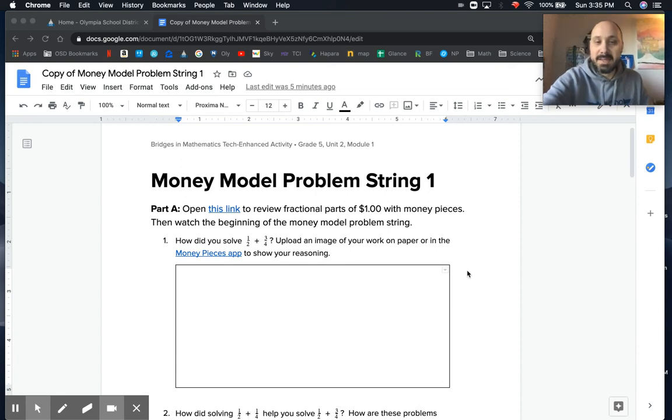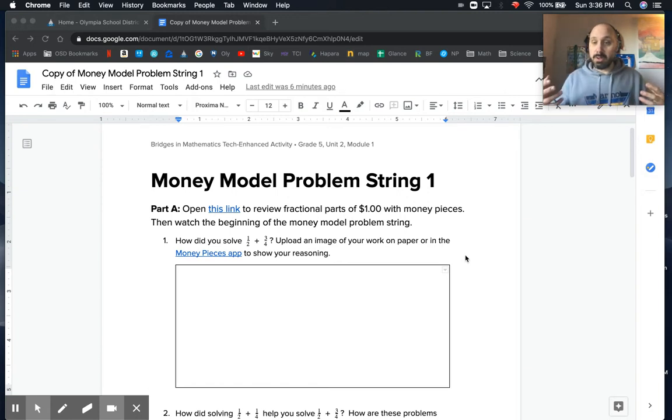Hey, mathematicians. This is our first activity this week for math. This is our Wednesday activity. As you notice, we're doing a little different organization. And this one has to do with fractions.